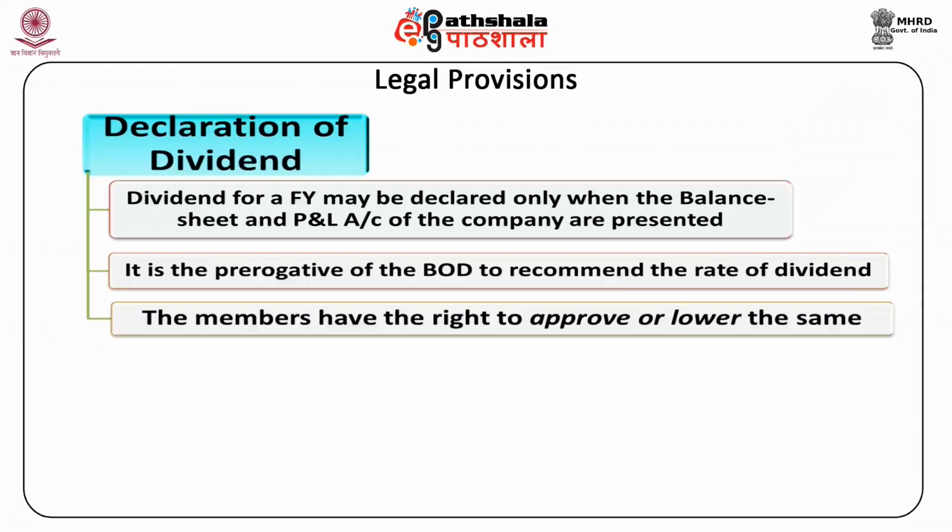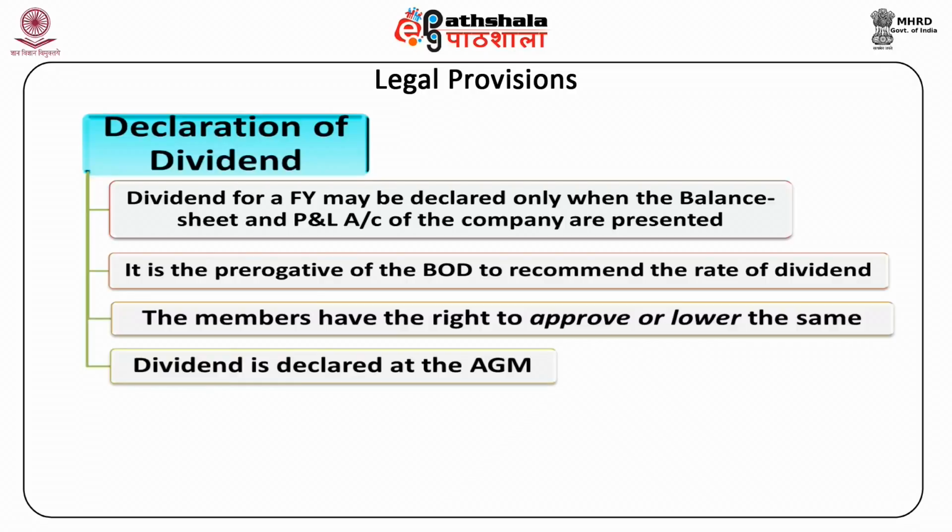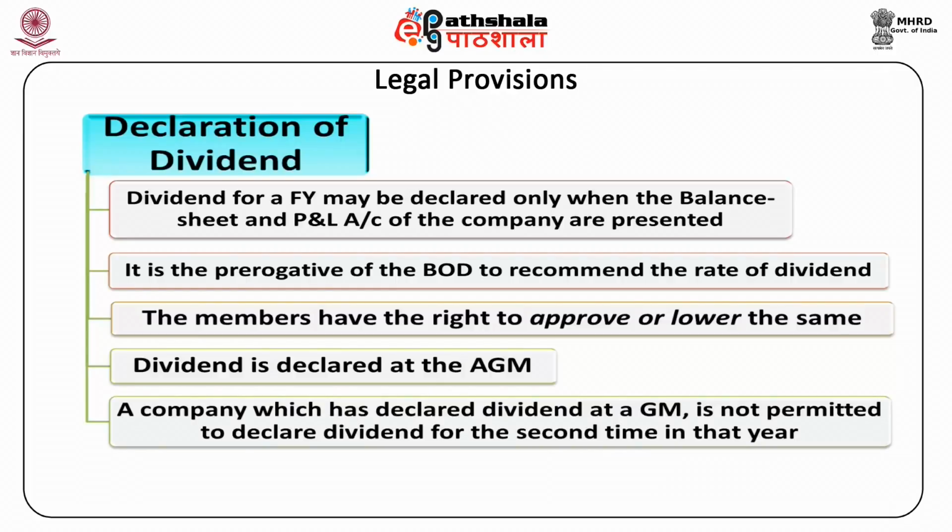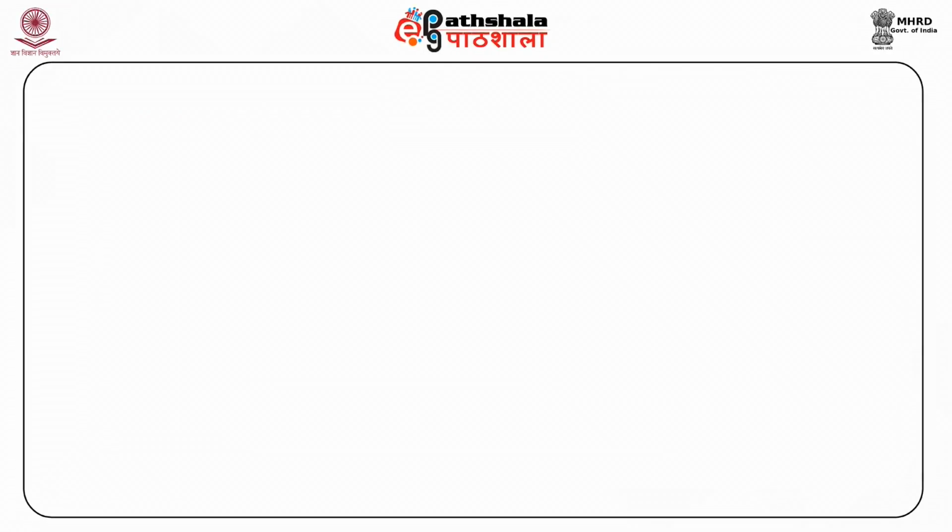D. Usually, dividend is declared at the annual general meeting, but a company which has not declared dividend at an annual general meeting may do so at a subsequent general meeting. E. A company which has declared dividend at a general meeting is not permitted to declare dividend for the second time in that year. The declaration of dividend should be out of the profits.